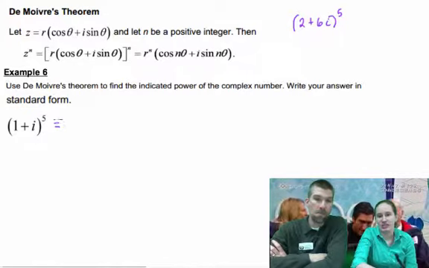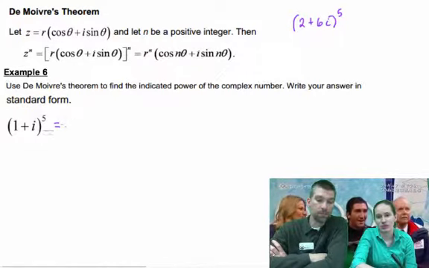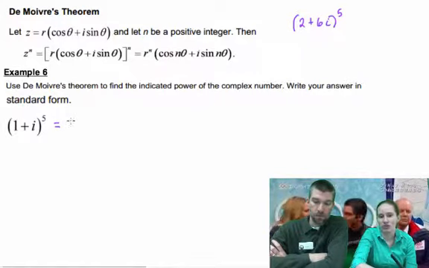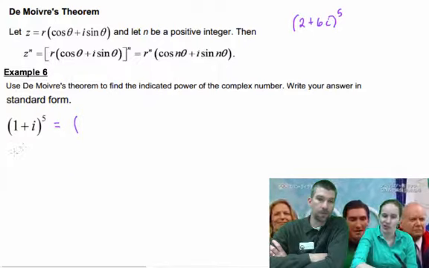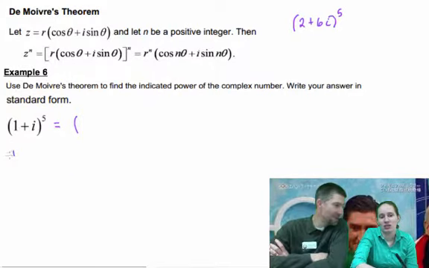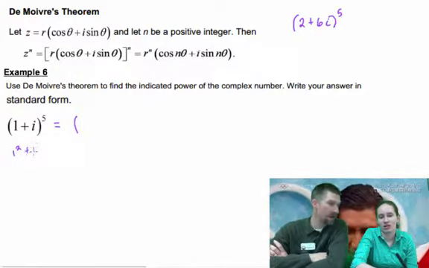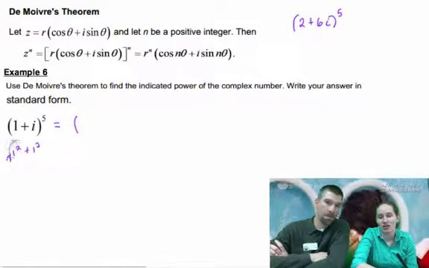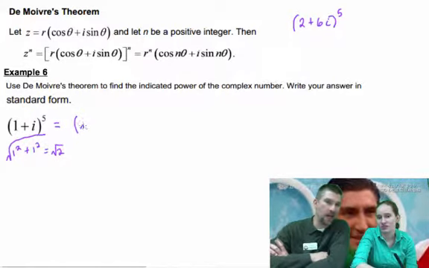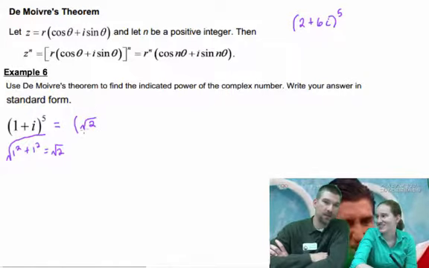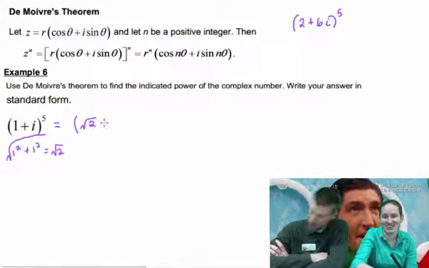The first thing then that we have to do here is change this into trig form. So our r, we do 1 squared plus 1 squared, square root, and get square root of 2.